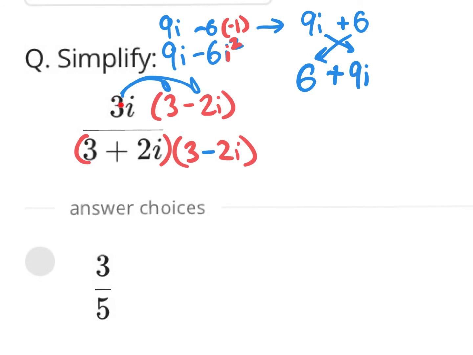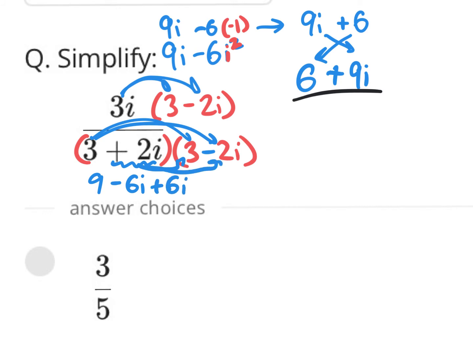So that's the correct order. This is our numerator. All this work was just for the top. So question is, what do we have on the bottom? Let's figure that out. We have 3 times 3, that's 9. 3 times negative 2i, that's negative 6i. Positive 2i times 3 is positive 6i. Positive 2i times negative 2i is negative 4i squared. So we're going to combine the middle terms, and we will end up with nothing, because when you combine those, they cancel out.